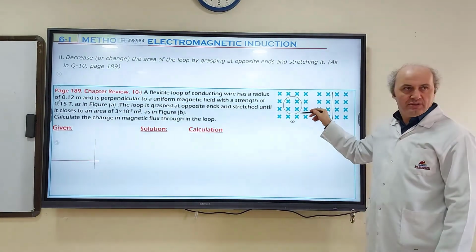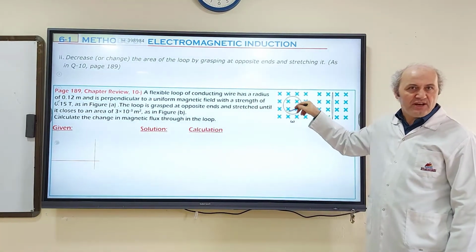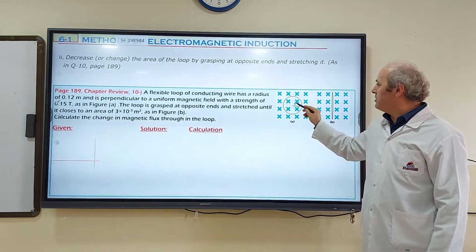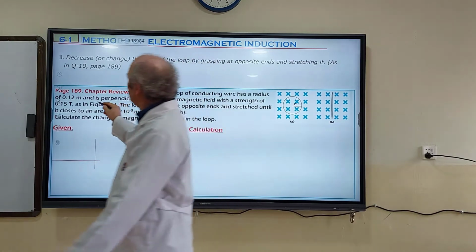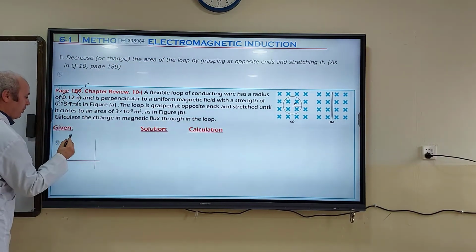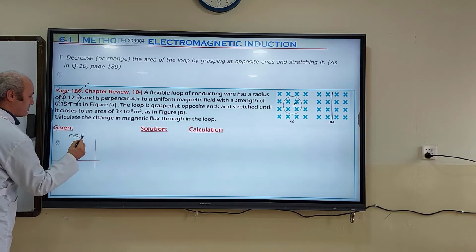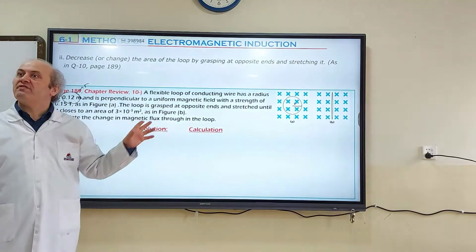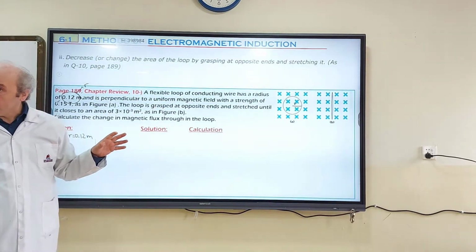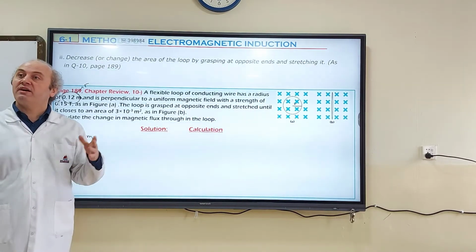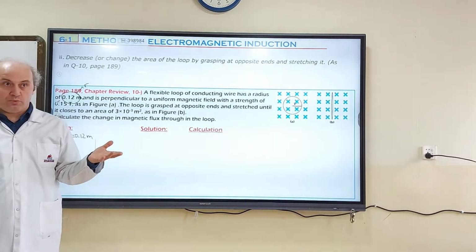This is the case. A loop is inside a magnetic field, as you see. And the radius of this loop is given as 0.12 meters. So this is R, the radius of the loop, 0.12 meter. And this loop is perpendicular to a uniform magnetic field. Perpendicular. So if the loop is perpendicular to a magnetic field, magnetic flux is maximum, huh? We learned this in section 1, chapter 5.